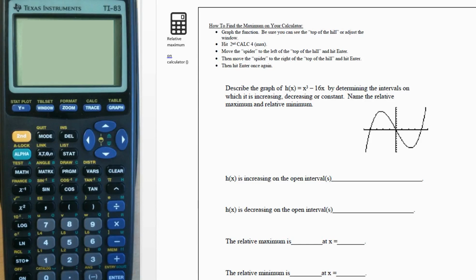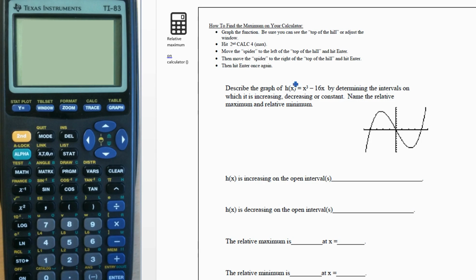Okay, now we'll talk about how to use our graphing calculator to find a relative maximum. This is going to be very, very similar to what we just did with a relative minimum. It'll be all the same things except when we get to the menu, we'll choose maximum instead of minimum. Okay, so we're going to do this.